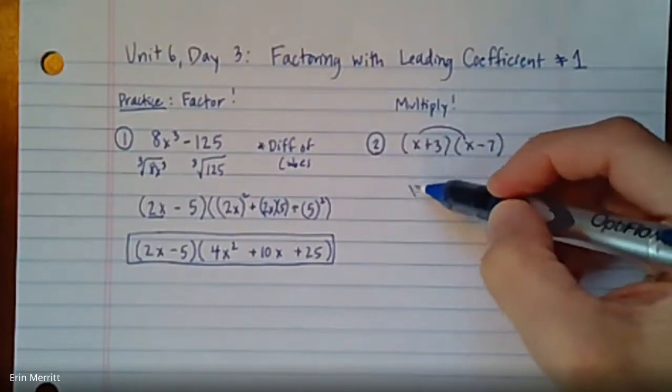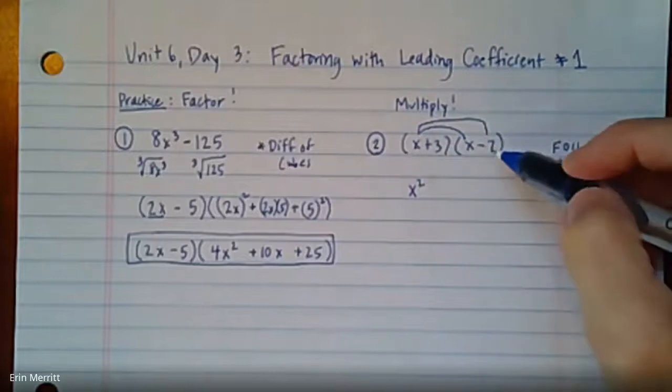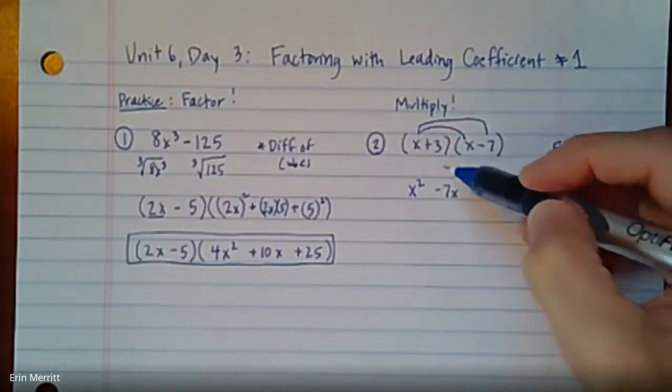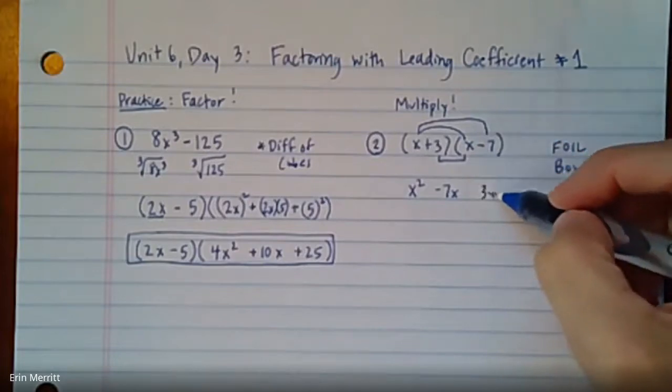So x times x would give me x squared. You multiply the outside pieces. And so x times negative 7 would give me minus 7x. The inside is the inner two pieces here. That would be the 3 and the x.